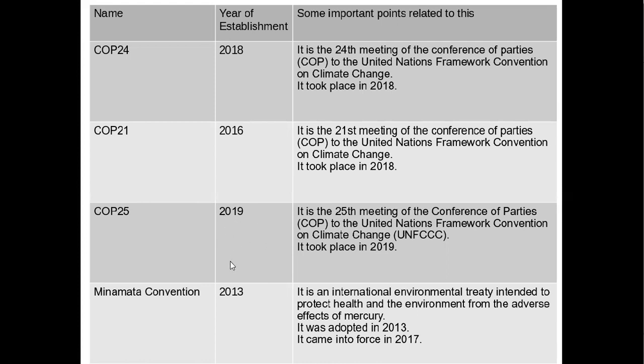Another important convention is the Minamata Convention. The Minamata Convention is also an international environmental convention, a treaty which is intended to protect health and environment from adverse effects of mercury, as Minamata disease is caused due to excessive consumption of mercury. So it is to control Minamata disease specially. It was adopted in the year 2013 and came into force in 2017.